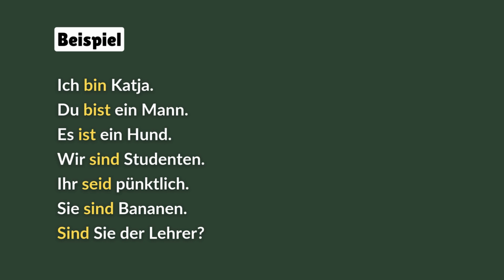Ich bin Katja. I am Katja. Du bist ein Mann. You are a man. Es ist ein Hund. It is a dog. Wir sind Studenten. We are students. Ihr seid pünktlich. You are punctual. Sie sind Bananen. They are bananas. Sind Sie der Lehrer? Are you the teacher?